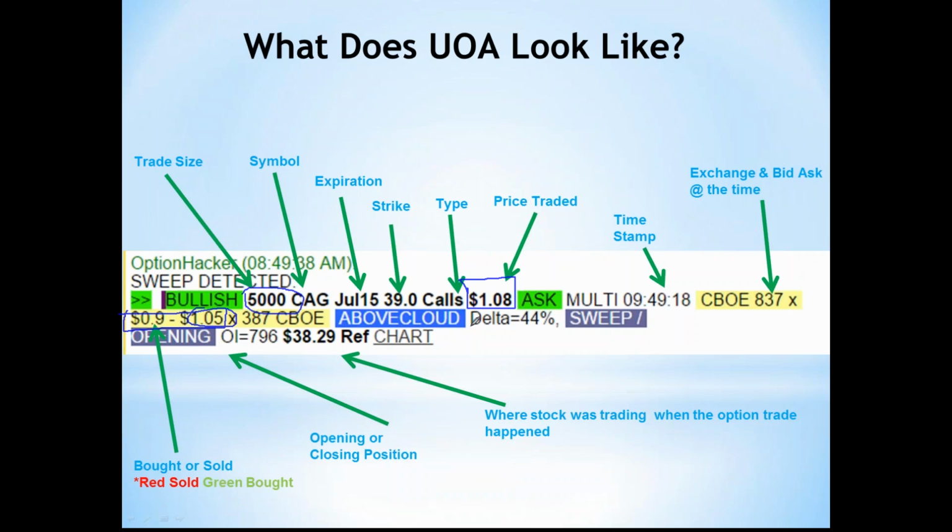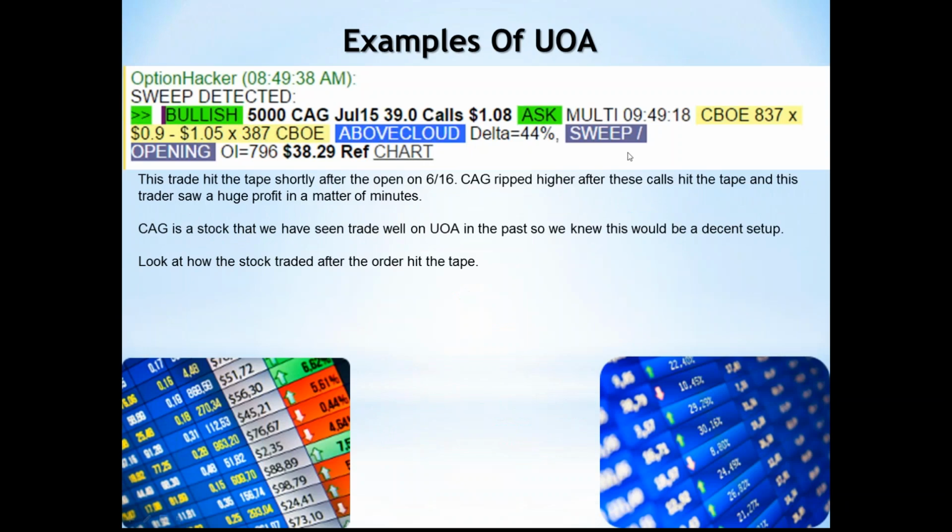They paid through the market maker's offer to make sure that they got filled on their entire trade. And they did. Okay, so let's talk a little bit more about this example here, and we'll see what happened. So this trade hit the tape shortly after the open, exactly a month ago. How about that? ConAgra ripped higher after these calls hit the tape, and this trader saw an enormous profit in just a few minutes.